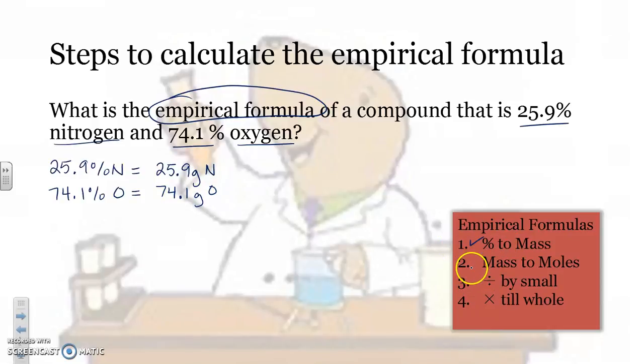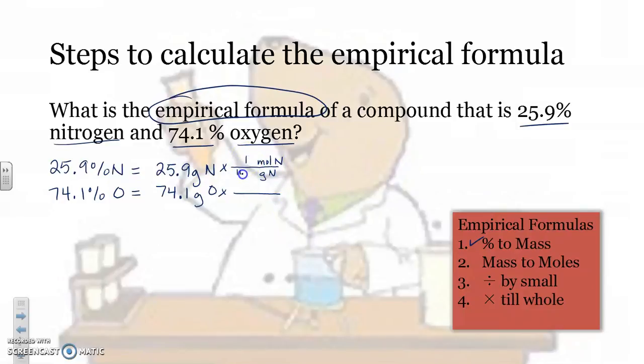All right, step 2, we need to go from mass to moles. And to go from mass to moles, remember we have to multiply by the molar mass. Yes, this all ties in together. All right, grams of nitrogen goes on bottom, moles of nitrogen goes on top.